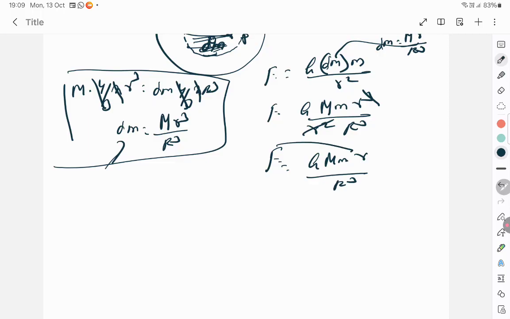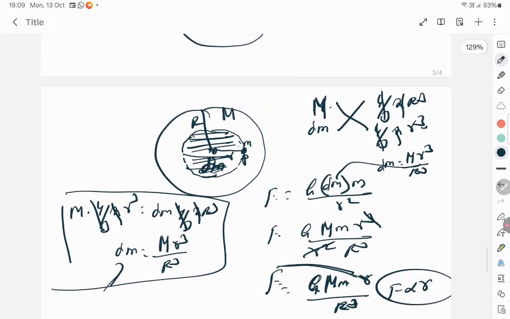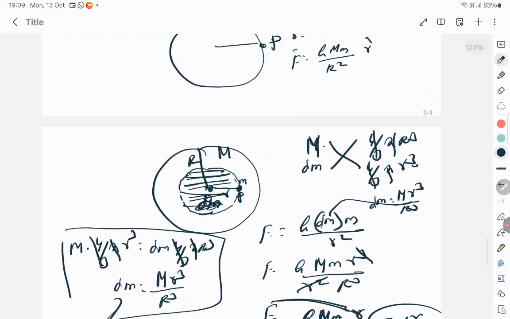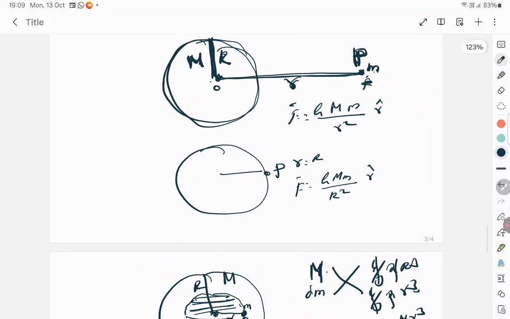From this you know this is constant. Capital G will not change. Mass of the earth is a fixed value. Mass of the body is a fixed value. But small r can change. Therefore the force is directly proportional to r when the point mass is situated inside the earth. Whereas the force is inversely proportional to r square when the point mass is situated outside. This conclusion is called the shell theorem.